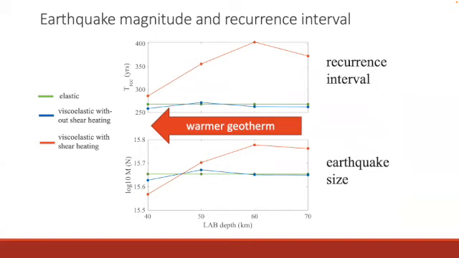Here I summarize the dependence of the recurrence interval and the earthquake size on the LAB depth. I find that the elastic simulations and the viscoelastic simulations without shear heating produce essentially the same recurrence interval and earthquake size. In contrast, viscoelastic simulations with shear heating can lead to much longer recurrence intervals, potentially almost 2 times as long. And though you might expect longer recurrence intervals to mean larger earthquakes, that's not the case. In some cases, the earthquakes are larger, and in other cases, they're smaller.